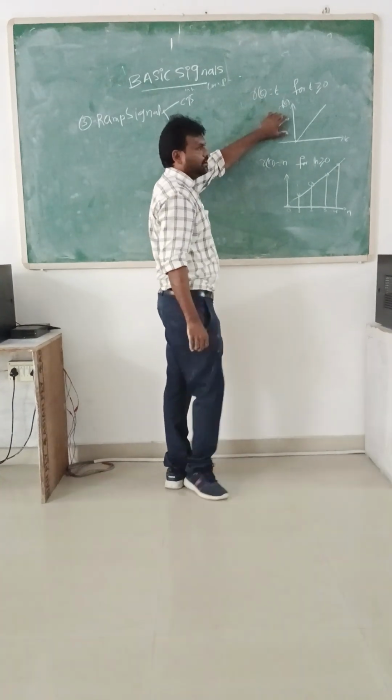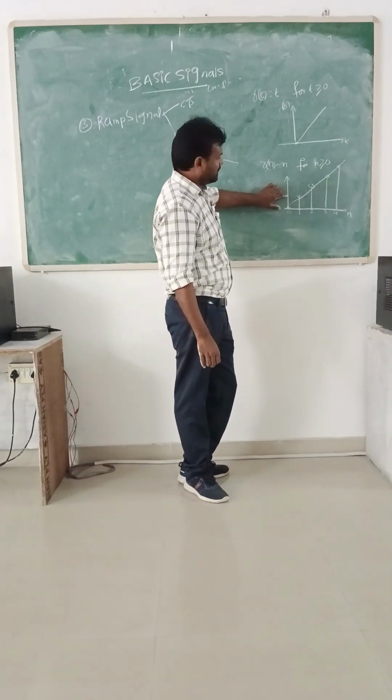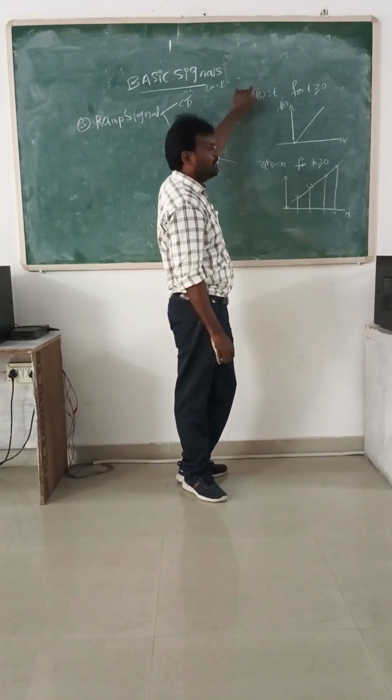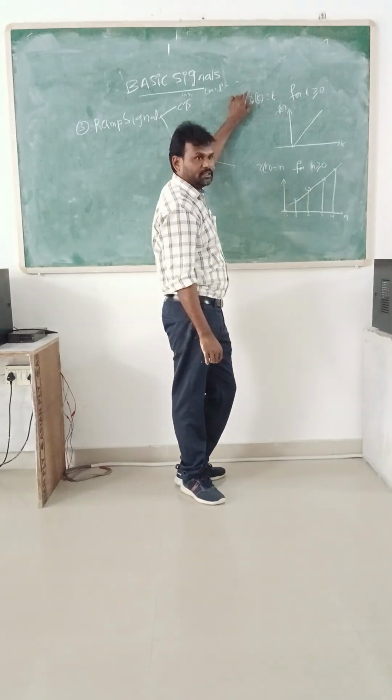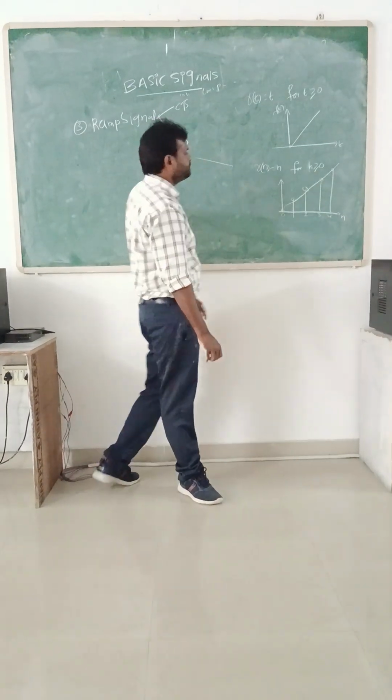This is different. This is a continuous time signal, and this is a discrete representation. Because every amplitude depends on a particular instant of time, that is called a discrete time signal. This is a ramp continuous time signal, and this is a ramp discrete time signal.